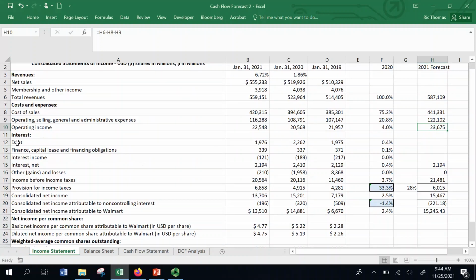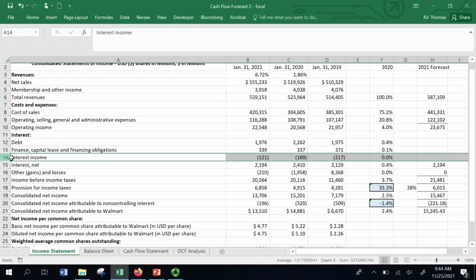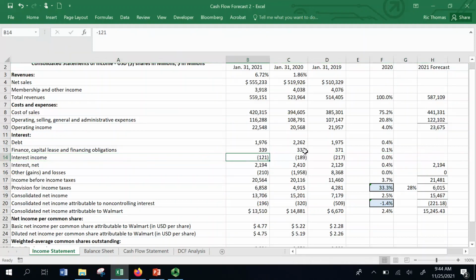Interest, they pay interest on a few items, bonds, debt, bank loans, who knows what else they got in this debt number here. They got finance and capital lease, interest income. So they actually make some money. When they have cash, they'll put it in short-term securities like treasury bonds and treasury bills, or could even be commercial paper. And so they'll make income here, which is an offset to the interest they're going to be paying on their debt. That's why it's expressed as a negative number. It's kind of ironic. Their income here is expressed as a negative number, and their costs are expressed as a positive number.